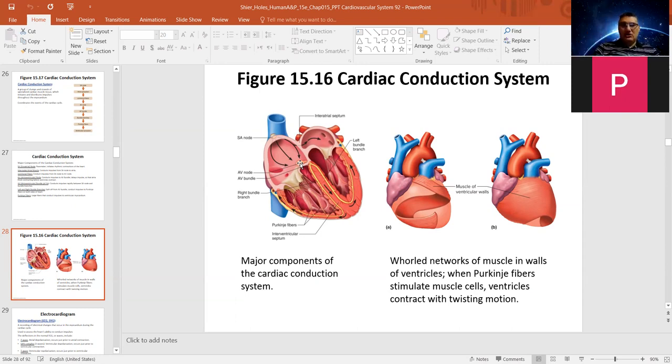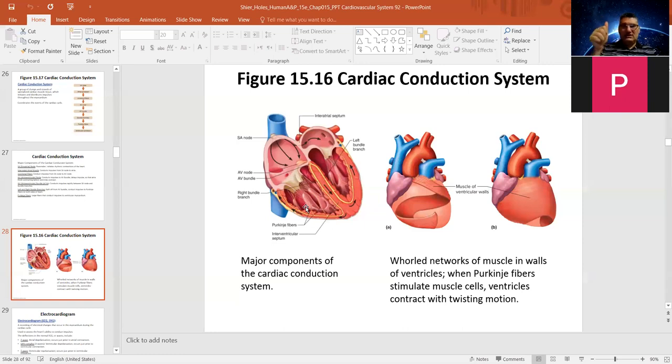AV or atrioventricular node, from which you will have a bundle that will divide. We call it the AV bundle, atrioventricular bundle. Why did you give it that name? It's a bundle between the atria and the ventricles. And then there will be 2 branches, right bundle branch and left bundle branch, the yellow. The right and left bundle branches will give you Purkinje fibers. These are the smallest fibers. The Purkinje fibers will go to the muscles of the heart.